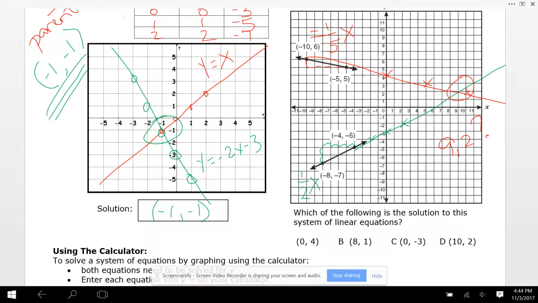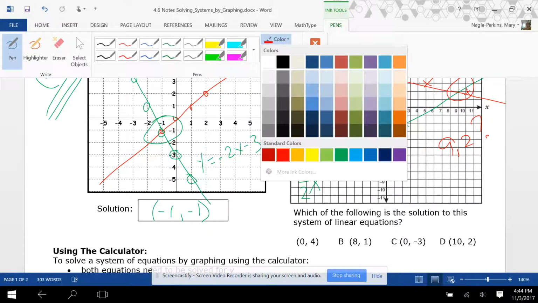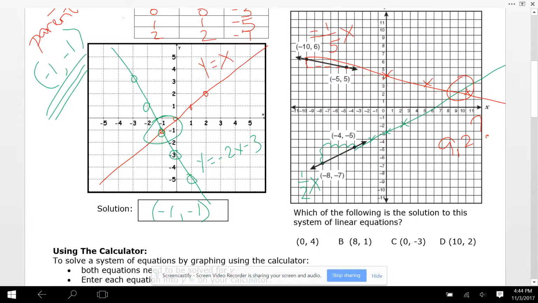So we could put the points on there that we see and see if either one of them looks like it's going to be on there. So 0, 4 would be up here. So while it is one of the points, it is not on both lines. 8, 1, possibly. 0, -3 is not on both lines. And 10, 2, see, I can't really tell from here. So let's go ahead and put these in our calculator and see.